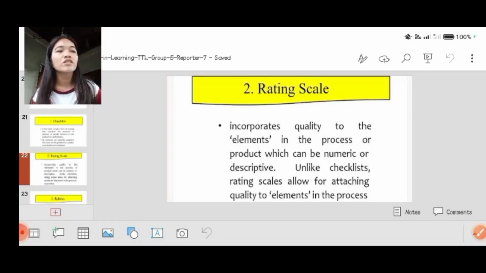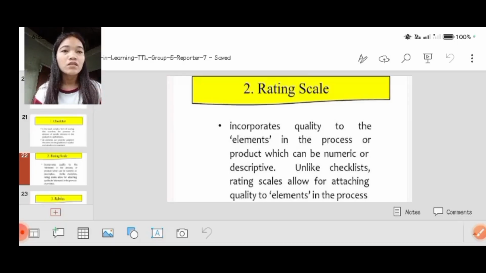So, the checklist is the simplest type of scoring tool. It is used to check whether certain required elements in a task or performance are present or absent. So, the checklist is more suitable to use for simple tasks, for our needs.